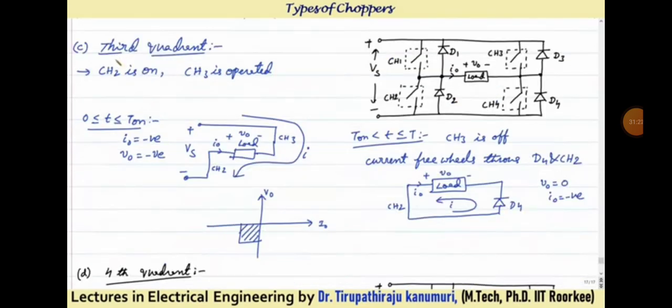Next one is the third quadrant operation. If you want to operate in the third quadrant, how will it be done? CH3 is operated, because for the third quadrant, I told you, chopper 3. Because that number indicates which should be operated.